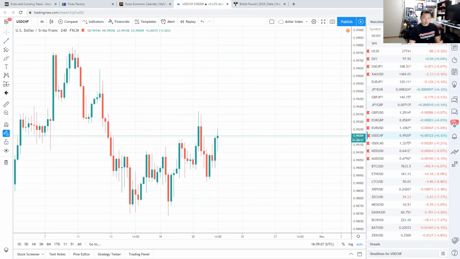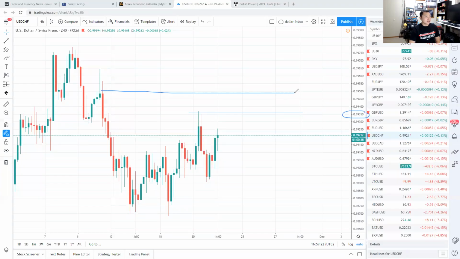USD Swiss, looking to buy USD Swiss, even though it hasn't been doing much. But I'll be looking to buy. I'm looking for some kind of massive move back up here to the wick at 99.35. And then here at 99.5. And then at the very top, 99.75.